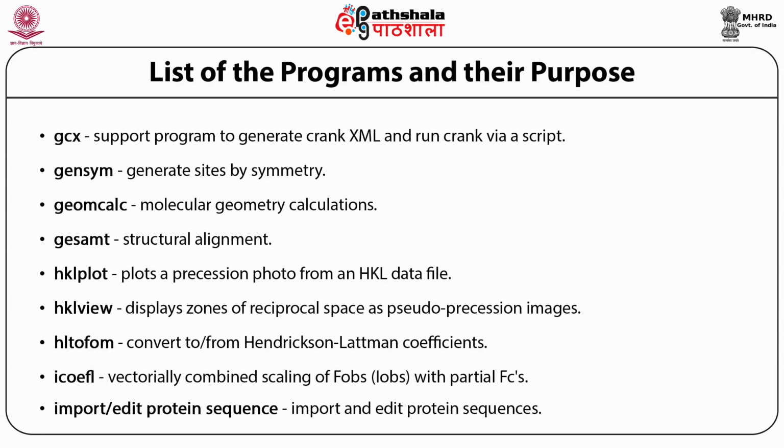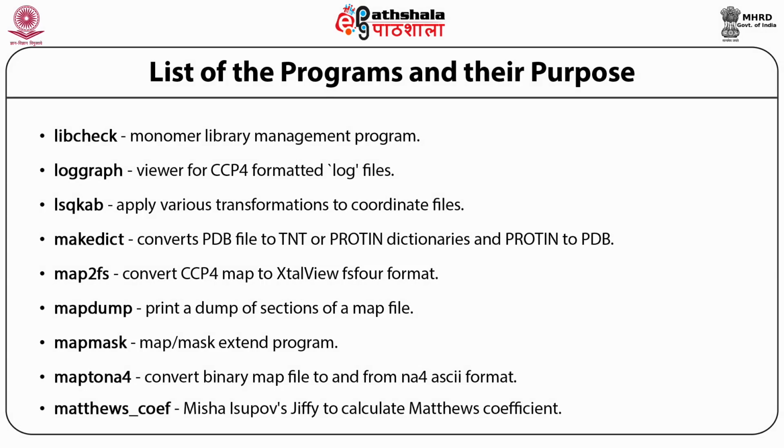For molecular geometry calculation, we use GeomCalc. For structure alignment, you use AMT. Then to display the zones of reciprocal space as pseudo-precession images, we use HKLVIEW. Suppose you want to view as a plot the precession photo from an HKL data file, we have the program HKLPLOT. If you want to generate hydrogen atom positions for proteins, we have the program HGEN, and so on. To view the CCP4 format log files, we have LOGGRAPH.